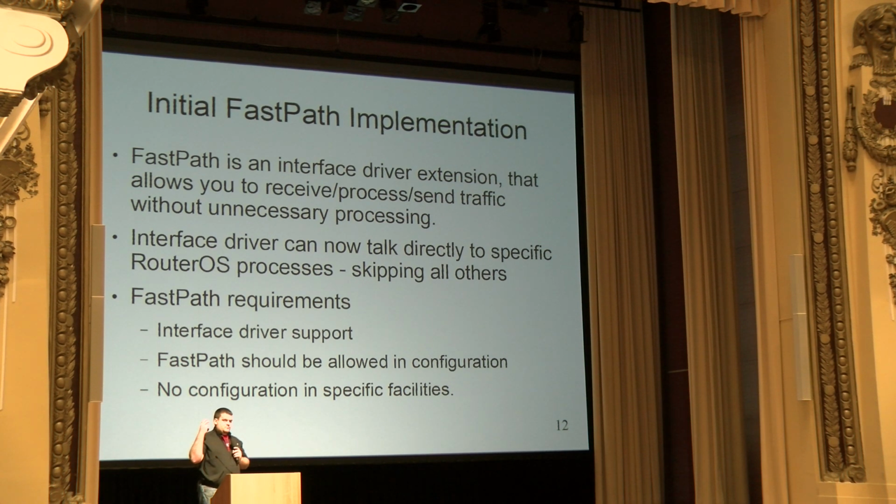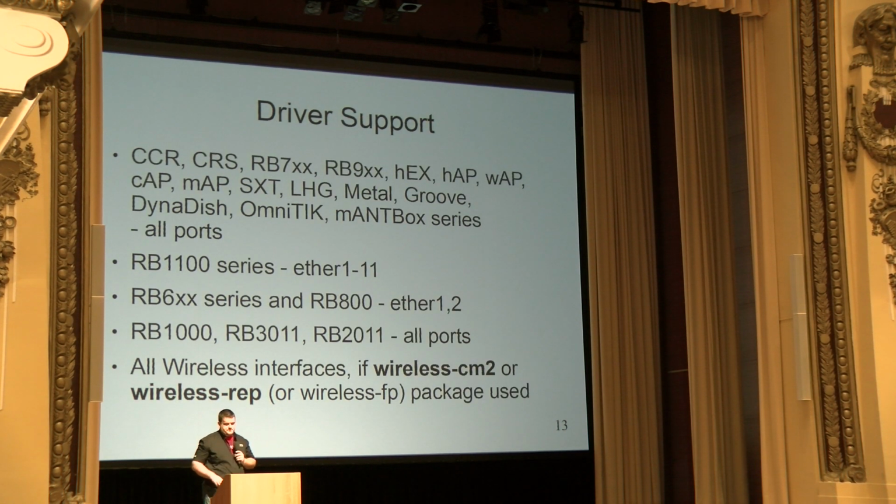So for this initial implementation, you needed interface driver support. You needed to be sure that FastPath is allowed in the configuration. It's allowed by default. If you reset the configuration, it's allowed. And by the way, FastPath now also comes enabled as a factory default. And for this initial implementation, there was no configuration of some specific facilities. So what about driver support? Basically, all the new products that come out have support on all interfaces. The 1100 has support from interface 1 to 11, so the last two interfaces are not supported.